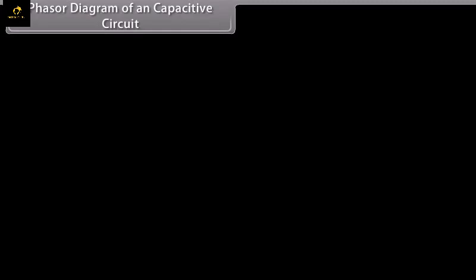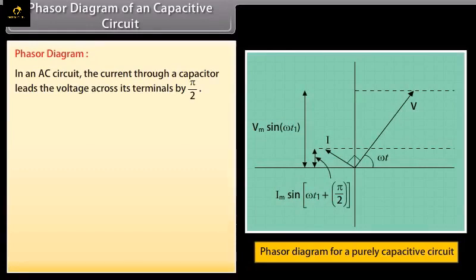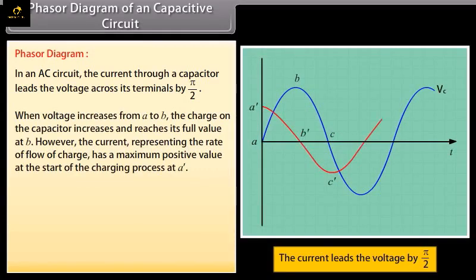Phasor diagram of a capacitive circuit. In an AC circuit, the current through a capacitor leads the voltage across its terminals by pi by 2. When voltage increases from A to B, the charge on the capacitor increases and reaches its full value at B. However, the current, representing the rate of flow of charge, has a maximum positive value at the start of the charging process at A dash.